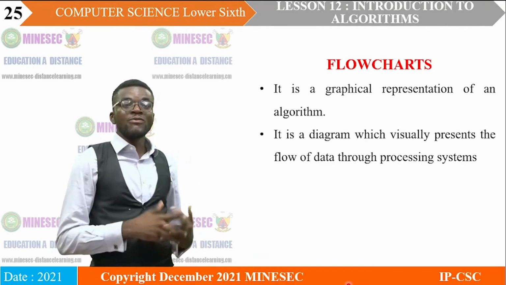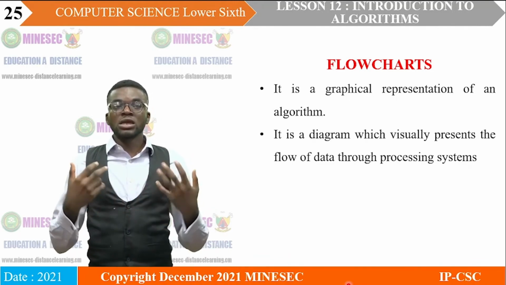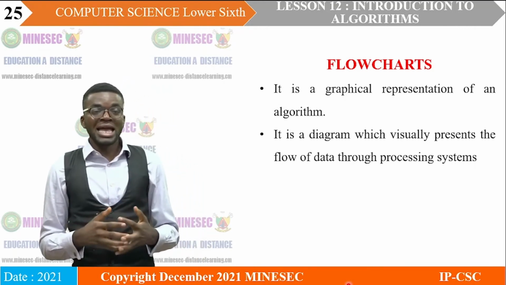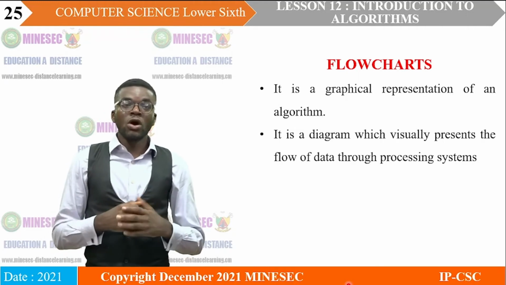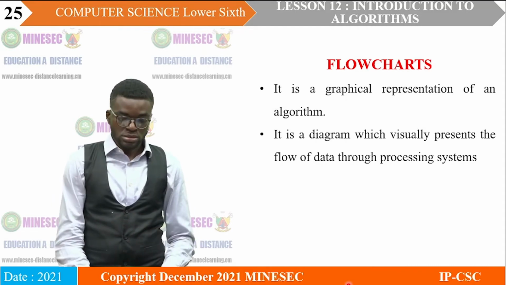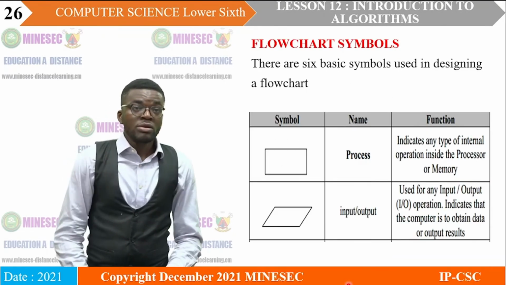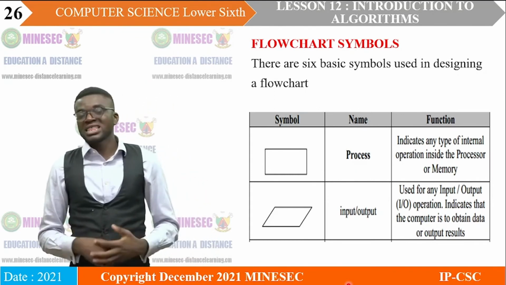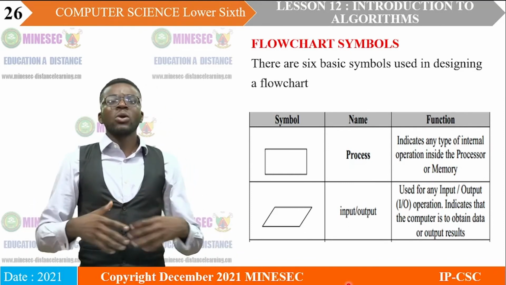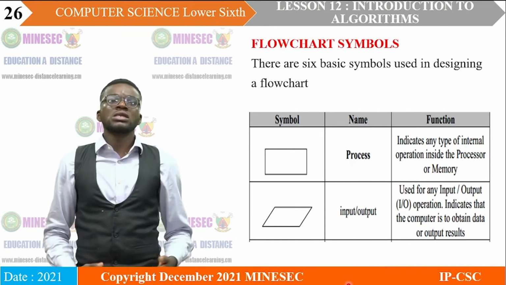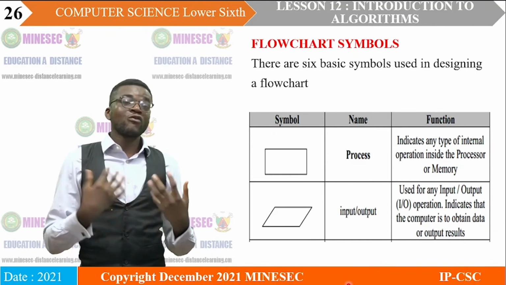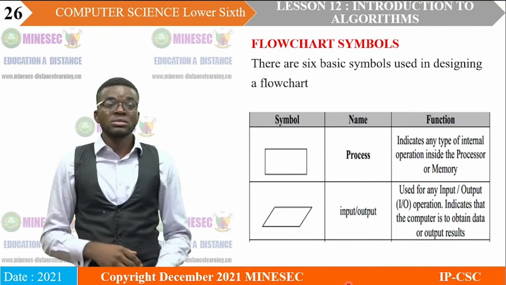It's a diagram which visually presents the flow of data through processing systems. So a flowchart is the graphical presentation of an algorithm. But how do we do that? How do we visually describe the flow of data in a processing system? There are symbols which we can use to describe the flow of data within a system.